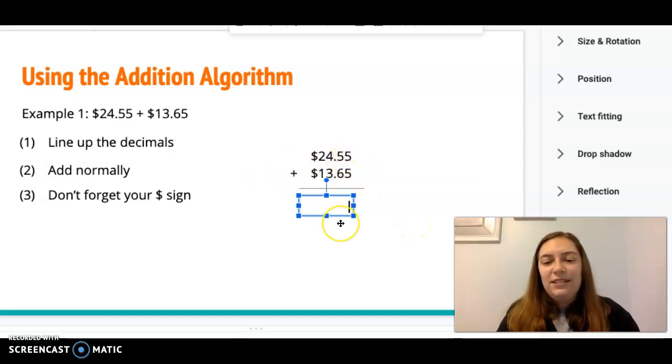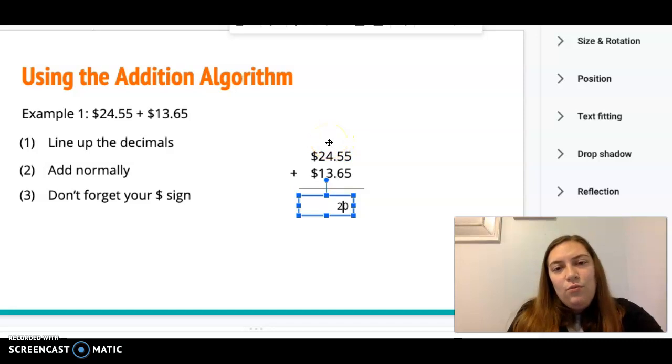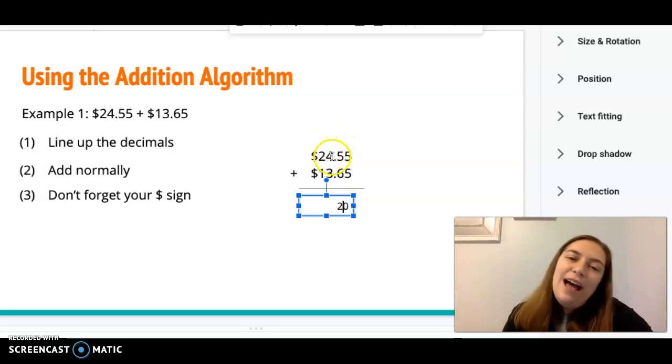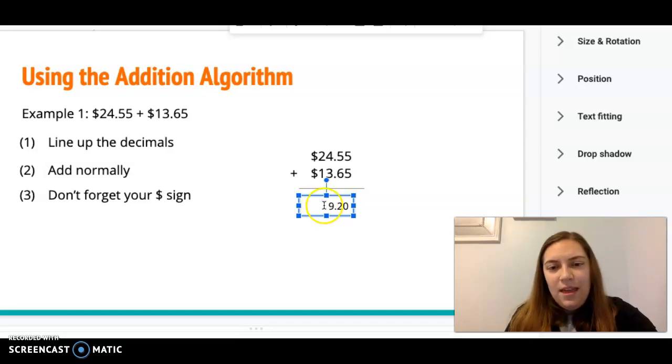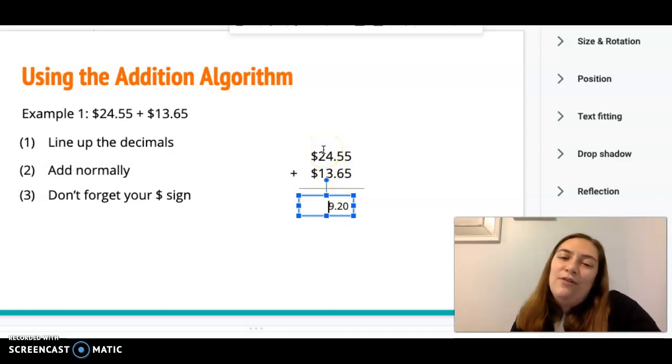So 5 plus 5 is 10. I'll put a 0. I'll carry my 1. 1 plus 5 is 6. Plus 6 is 12. So I'm going to put a 2 there, carry my 1. 1 plus 4 is 5. 6, 7, 8, 9. Don't forget my decimal point. There we go. And last but not least, I don't have to carry anything over here.